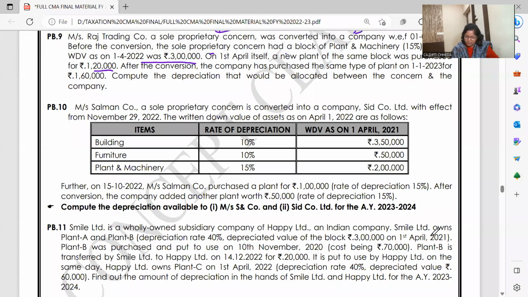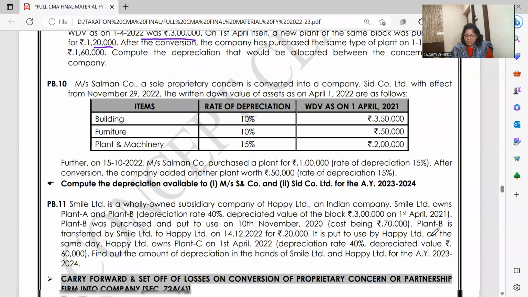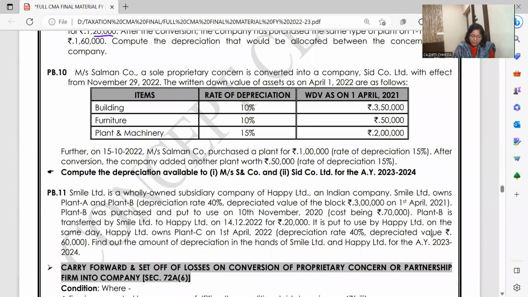Salman and Co., a proprietorship concern, is converted into company with effect from November 29. WDV is given. So with effect from November 29, you will not take the 29th either, you will take only till the 28th. Further, on 15th October, Salman and company purchased plant and machinery of 1 lakh. Rate of depreciation is 15%. So if it was purchased on 15th October, this will be only half the year's depreciation. And that you have to split according to those many days. The days calculation will be a bit tricky here.